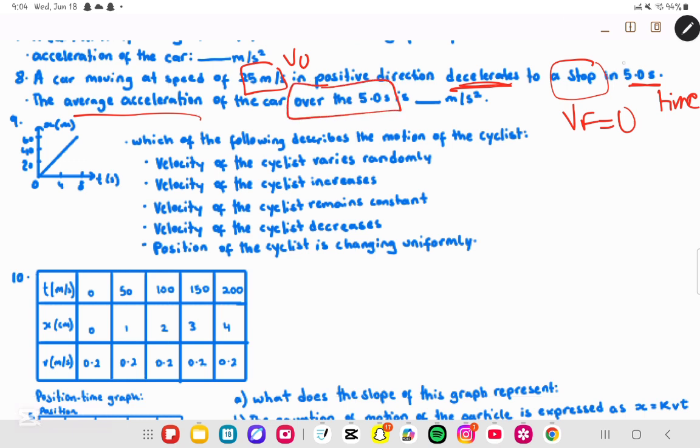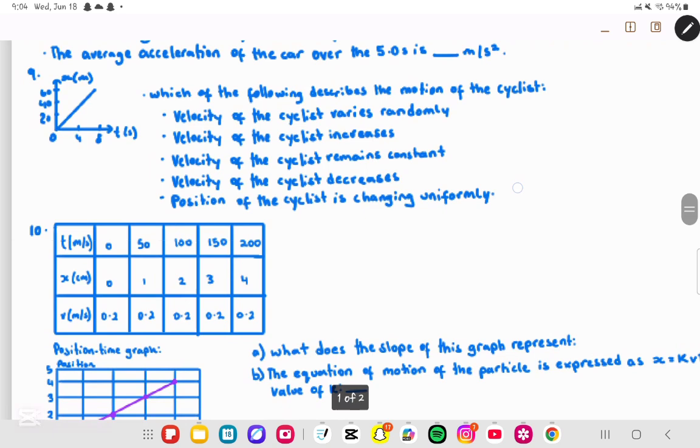So what's the average acceleration? It's the change in velocity over the change in time. So what's the change in velocity? It's 0 minus 25 over the time, which is 5. This is minus, by the way. So minus 25 over 5, you will get an answer of minus 5 meters per second squared.